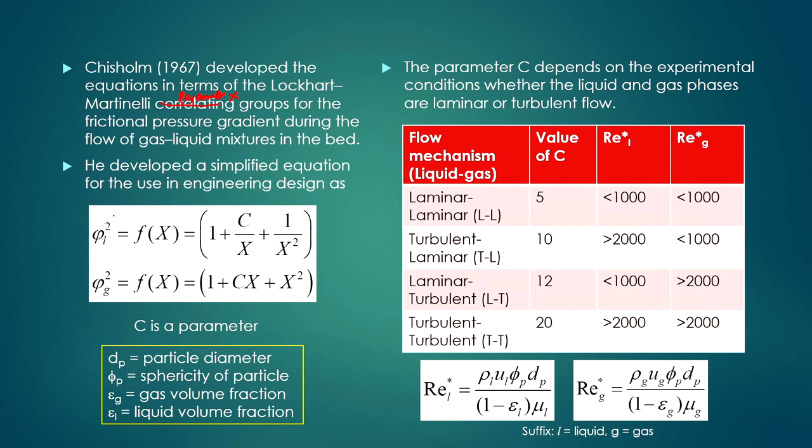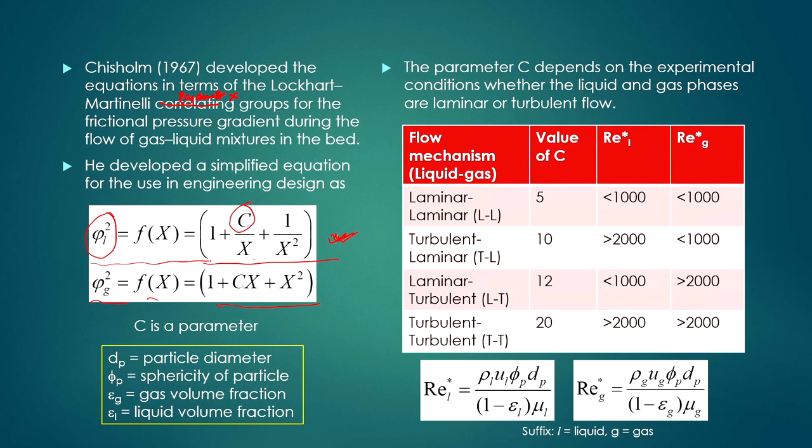So, we can say that the two phase frictional pressure drop multiplier is a function of the Lockhart-Martinelli parameter, phi l square equal to 1 plus c by x plus 1 by x square. This correlation is given by Chisholm in 1967. Similarly, for phi g square, f(x) will be equal to 1 plus c x plus x square, where c is a parameter that can be obtained from the experimental data by knowing the phi l value. Phi l is simply the multiplier obtained from the measured frictional pressure drop divided by the single phase frictional pressure drop. Once you know phi l and x, you can find the c value by substitution.